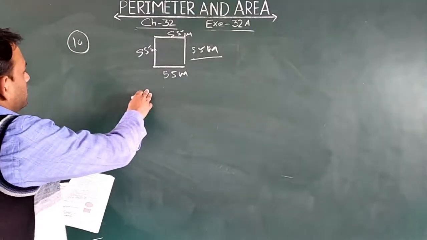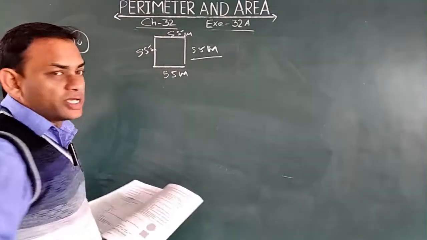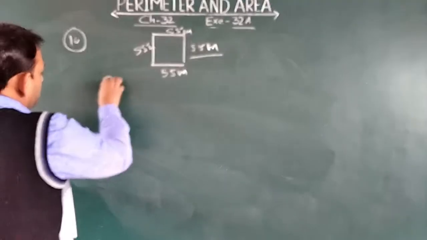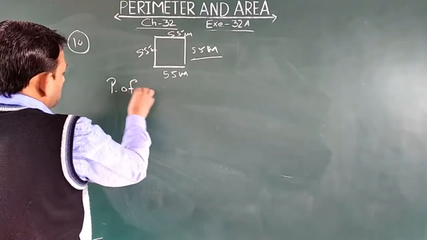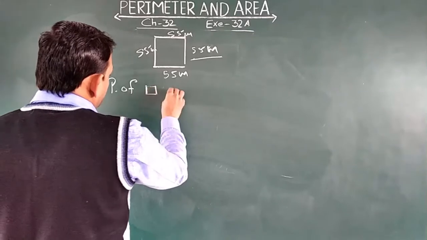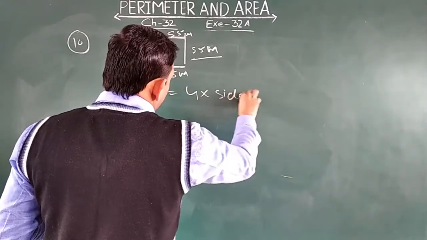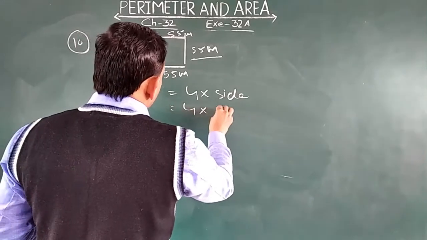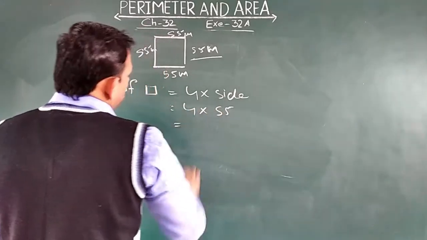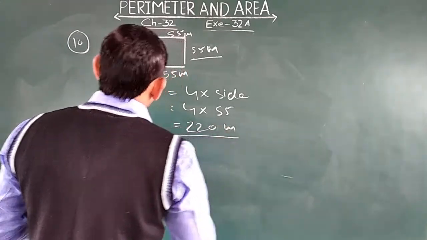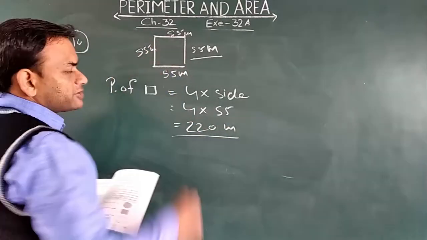To find the total cost of the fencing, first of all you will find the perimeter of this square shaped field. The perimeter of a square shaped field will be 4 into side. So you will just multiply 4 by 55. So what you will get? 220 meter. This is the perimeter of this square shaped field.